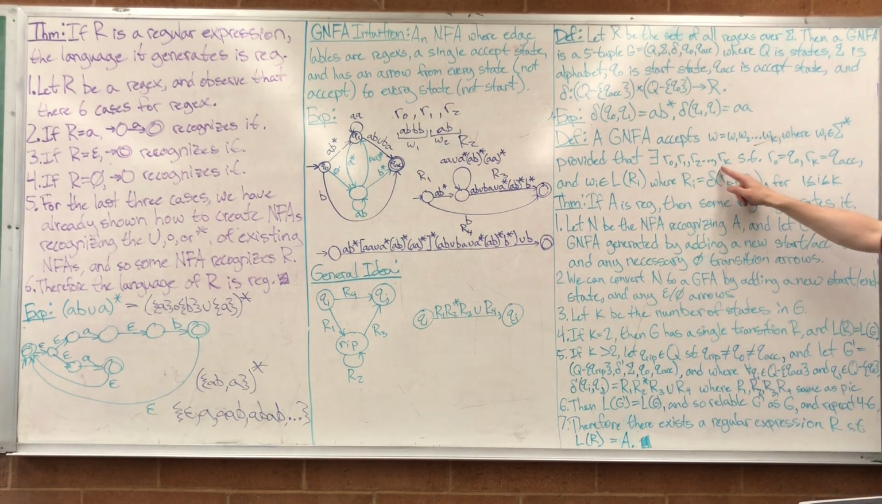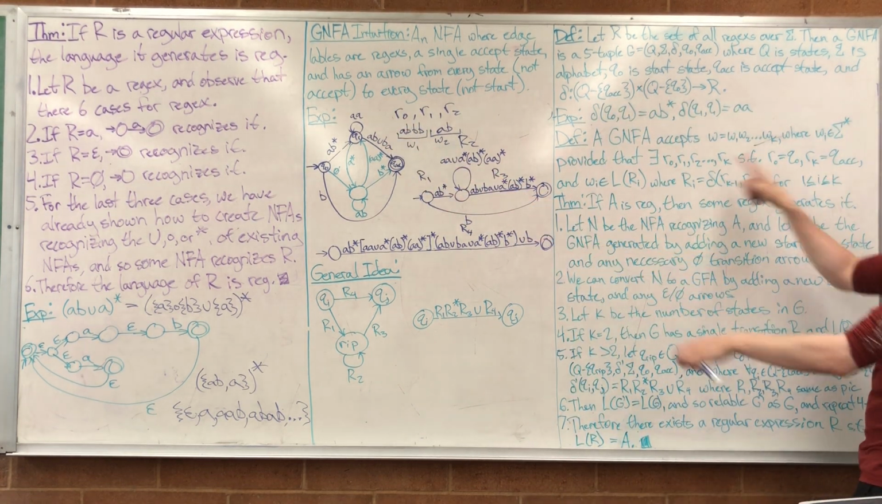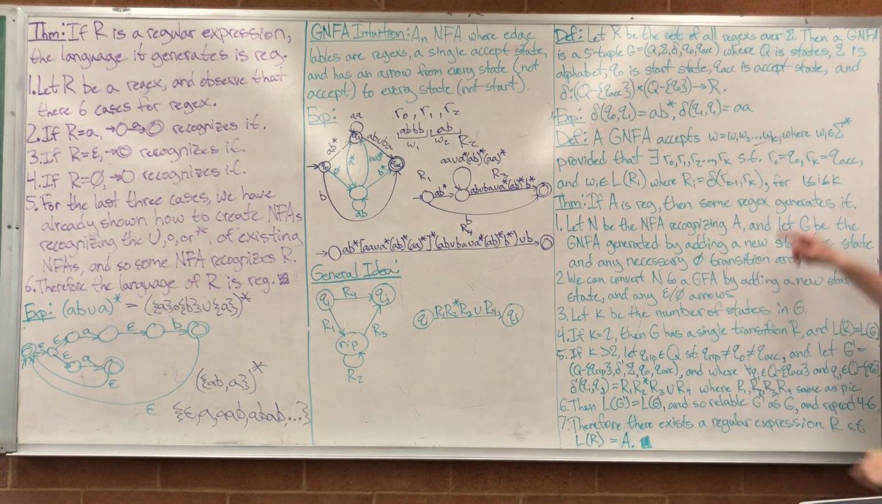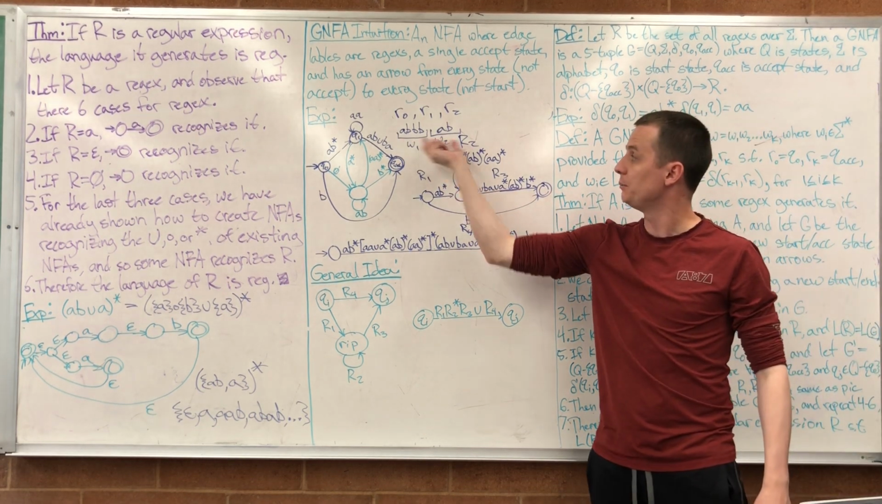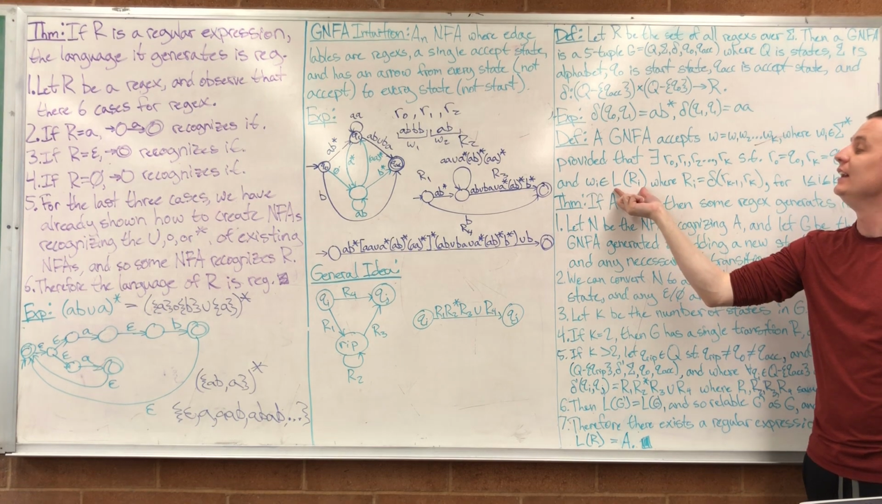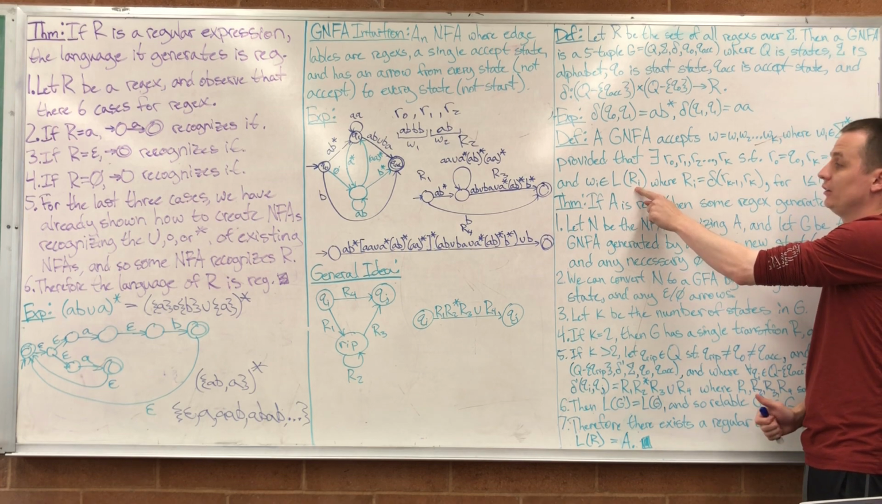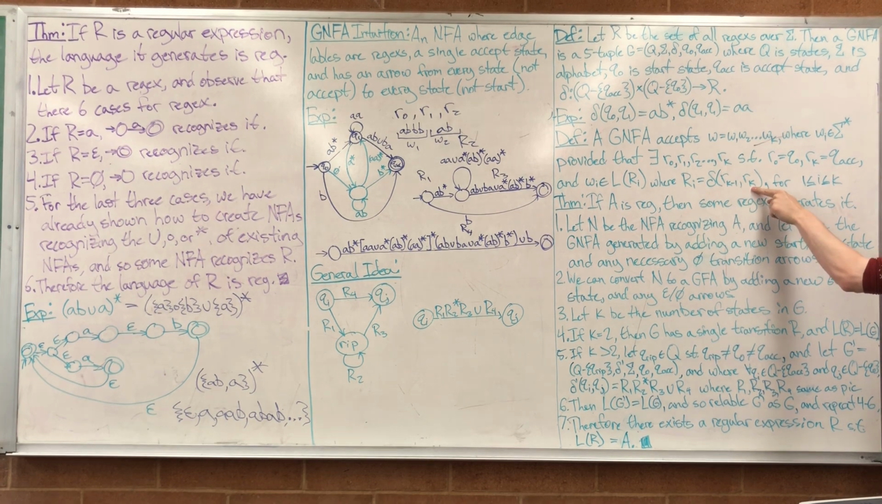So if there exists some sequence of states such that R0 is equal to the start state, which in our case was Q0, and our last state in our sequence is the accept state, which R2 in our case is, and where each W sub i, each piece of the string, is in the language generated by that portion, or that regular expression. So generated by R sub i, where R sub i is the regular expression going from the previous state to the next state for each i between 1 and k.